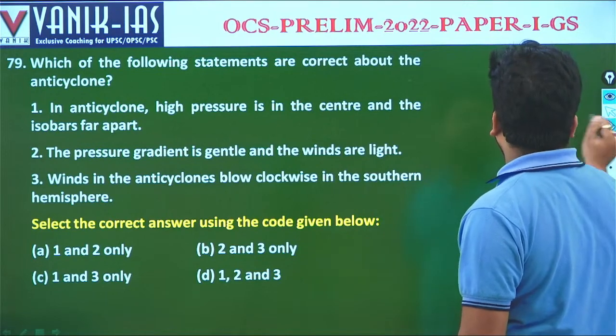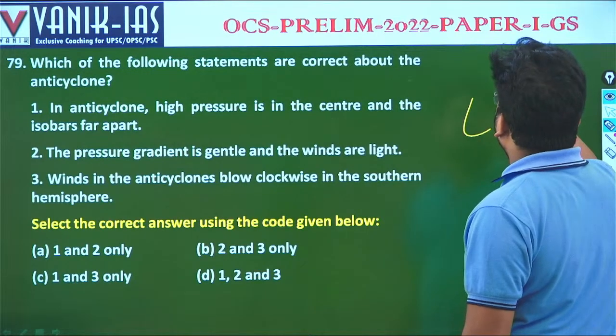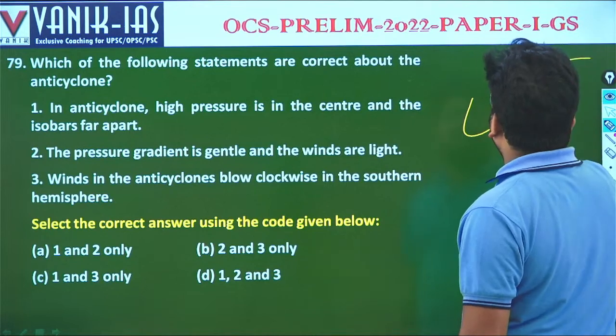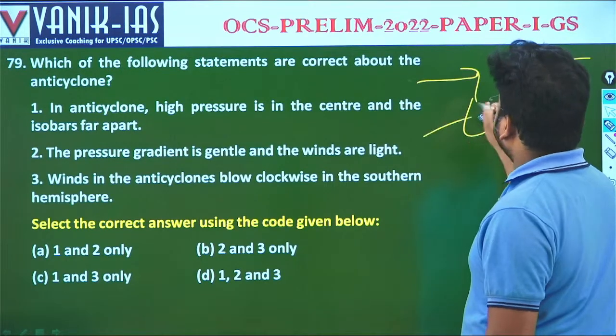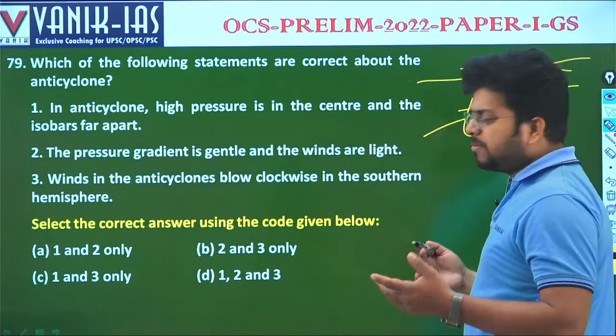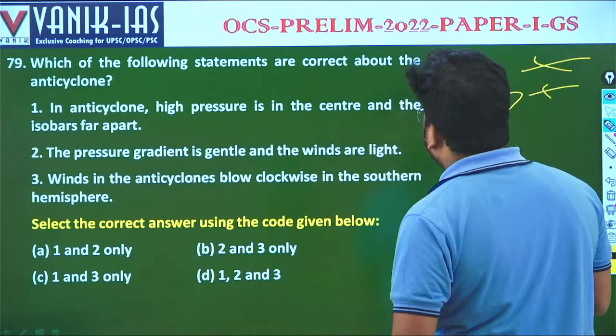See what happens in case of low pressure. Suppose there is low pressure. Low pressure means air will come from all other sides. That is called, now cyclone will develop. Low pressure develops cyclone. So high pressure develops anticyclone.